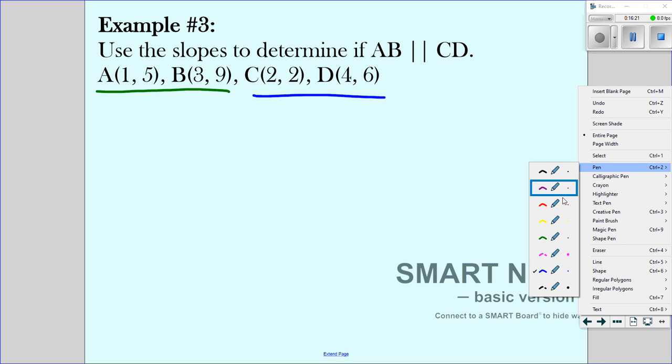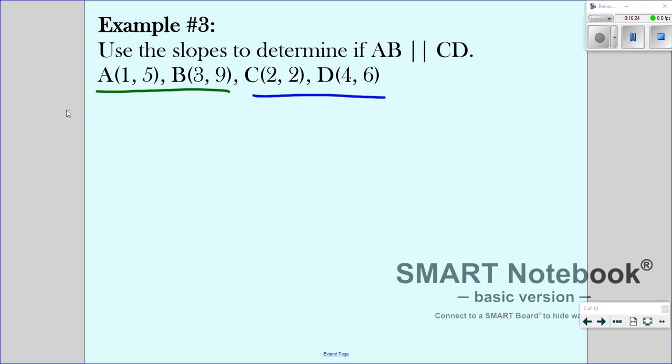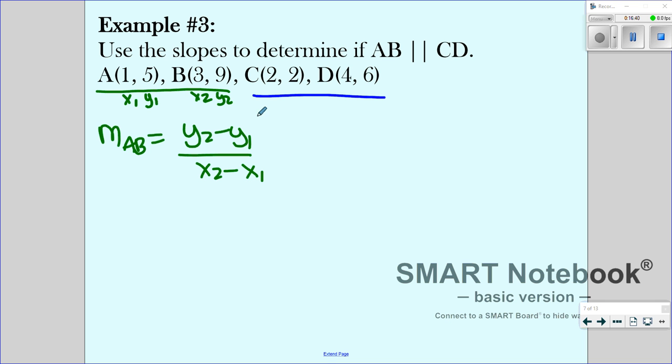Let's find the slope of AB. Since we don't have a graph, we have to use the slope formula. So for the slope for AB, it would be y2 minus y1 over x2 minus x1. And I'm going to label so that way I do not get things mixed up. Get into the habit of that. So this would be 9 minus 5, and then 3 minus 1. This gives me 4 over 2, which is 2.